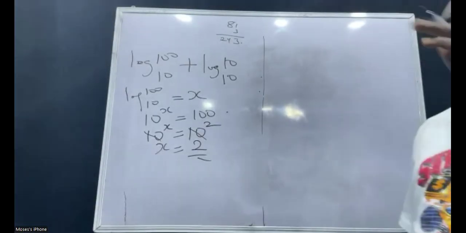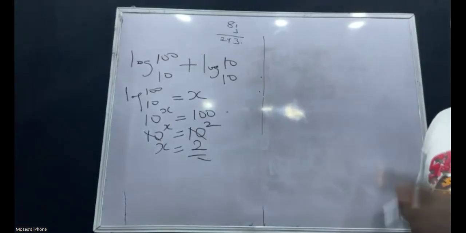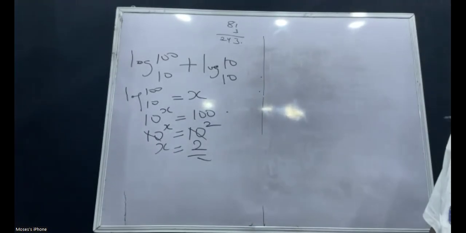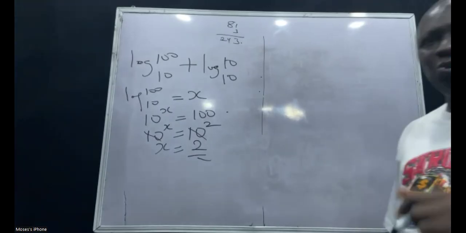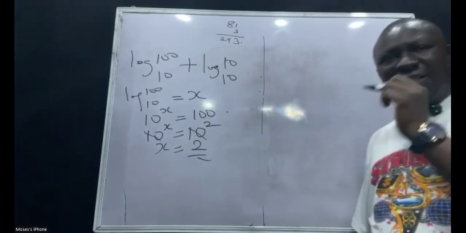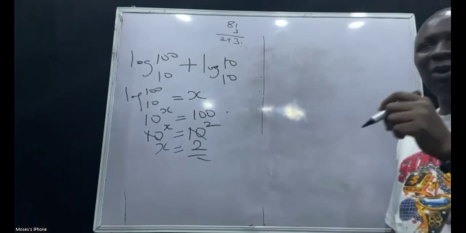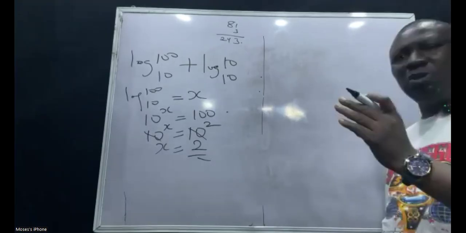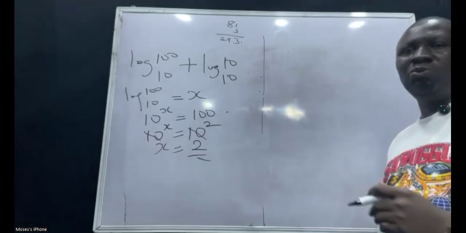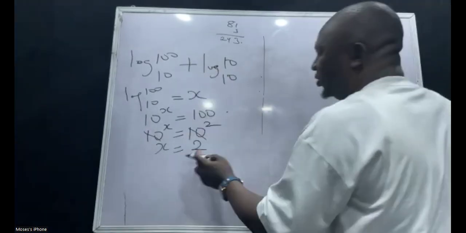Just like when you have log 2 base 2 is 1. Log 4 base 2 is 2. Log 16 base 2 is what? Is 4. Log 8 base 2 is 3. Logarithm of that same number, because if you look at 8, it is the same thing as 2 times 2 times 2. Therefore, for this, log 100 base 10 is 2.